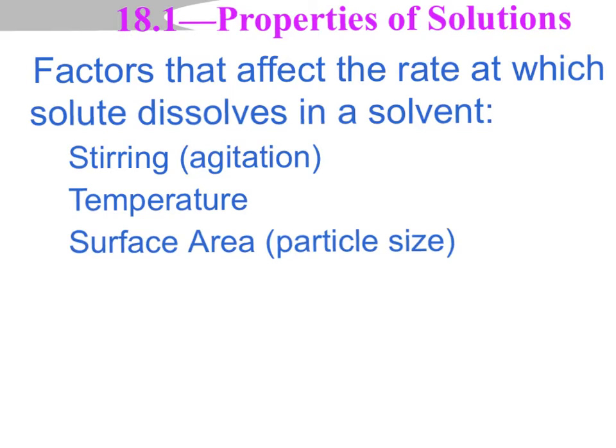The last thing you can do to increase the rate of dissolving is increase the surface area. In other words, you can break it up into smaller pieces. For example, if you have a sugar cube and you're trying to get that to dissolve, you can break it up into smaller pieces. Increasing the surface area, therefore creating more smaller particles, means it will dissolve faster.